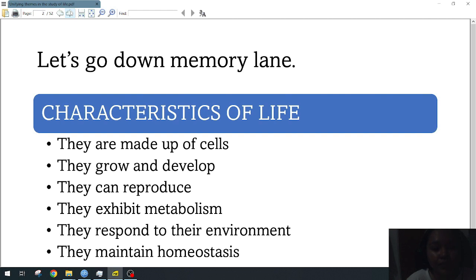Okay, so let's just first review ano-ano yung mga characteristics of life. Kapag ikaw ay may buhay, what are the characteristics that you possess? So first, again, you are made up of cells, whether that be one cell or what we call the unicellular or multicellular, mga eukaryotic, diba? So most unicellular organisms are called prokaryotes and multicellular are eukaryotes.